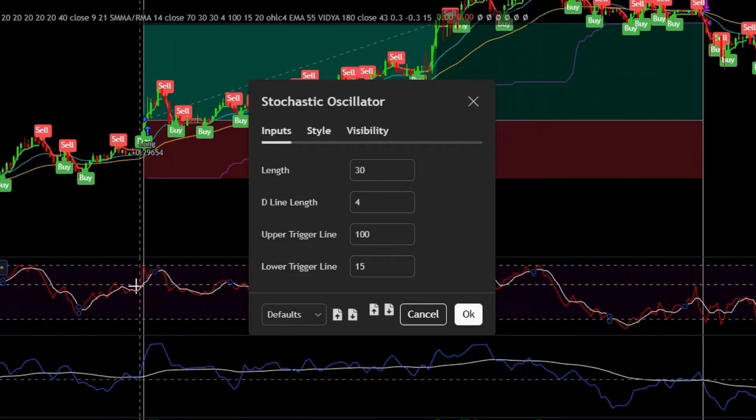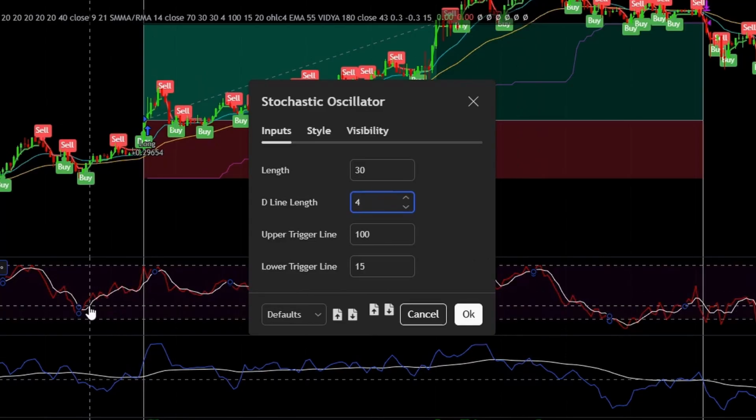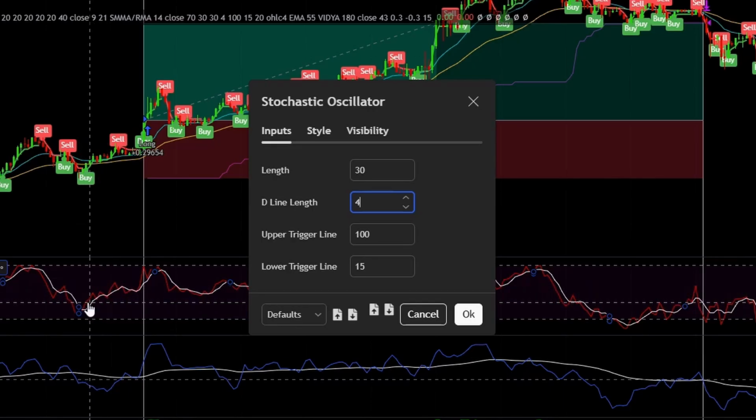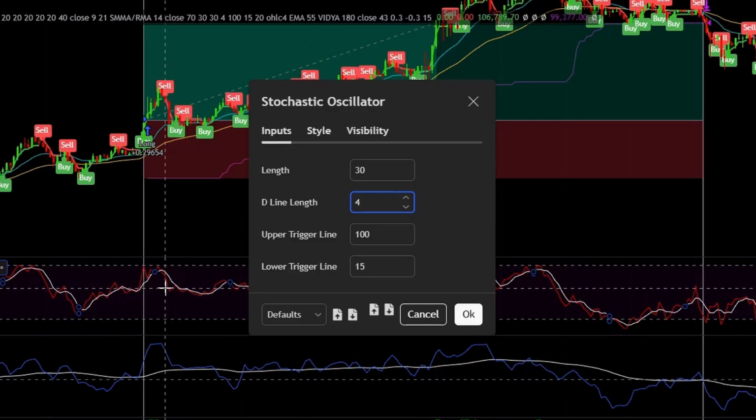I just only used the indicator's two lines, which are the stochastic D, which is the white line, and the normal stochastic line, which is this red line. Whenever the stochastic line is above the stochastic D line, we can enter into long positions, and whenever the stochastic line is under the stochastic D line, we can only enter short positions.